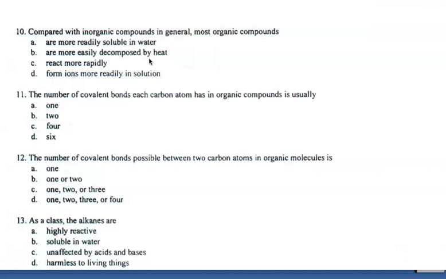Number 11, the number of covalent bonds each carbon atom has in an organic compound. It can have 1, 2, it can have 4. Each carbon atom has 4 covalent bonds. So the answer here is C.